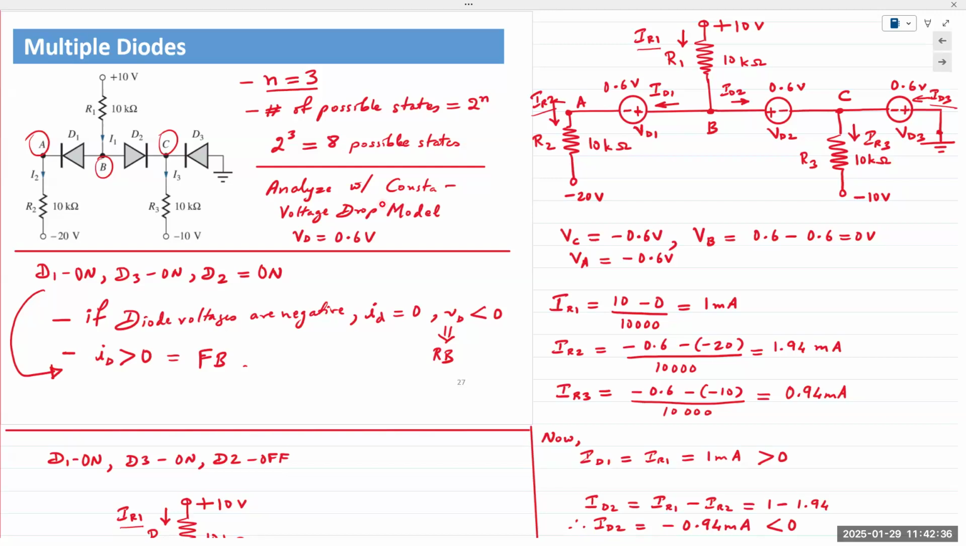Make sense? So the number of possible combinations is 2 raised to n, where n is the number of diodes. If you have two diodes in a circuit, 4 possible combinations, 3 diodes in a circuit, 8 possible combinations, 4 diodes in a circuit, 16 possible combinations, and so on and so forth. Okay. Now the combinations basically meaning if I assume a diode to be on or off.